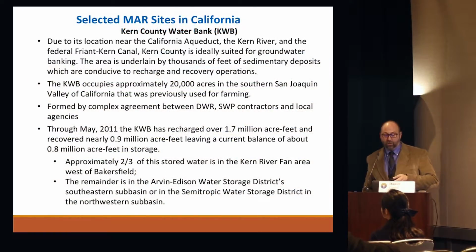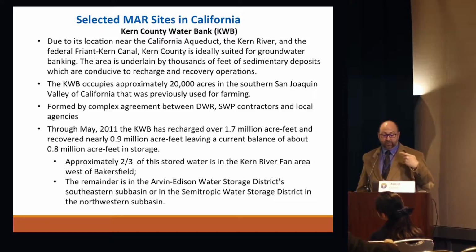The Kern County Water Bank, it's up there in oil and gas country and farming country, north of Bakersfield. It's also hydrogeologically suited for recharge because there's thousands and thousands of feet of sediments that are conducive to recharge in this area. And it's really blessed by its location to the aqueduct, the Kern River, the Friant-Kern Canal, and all these appurtenances that can get water to it.